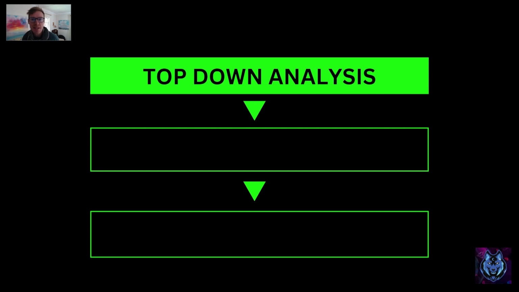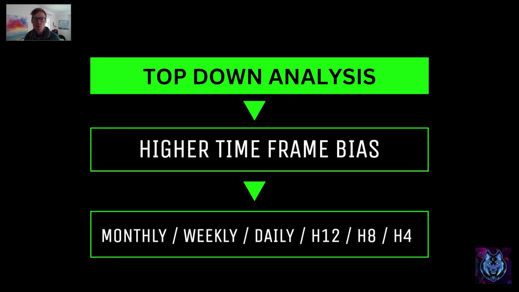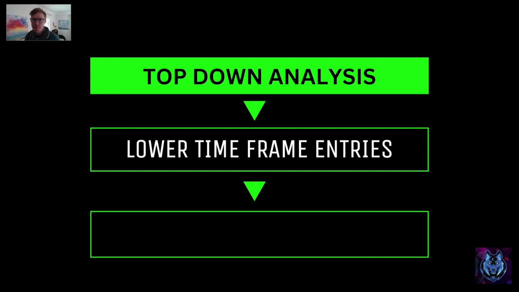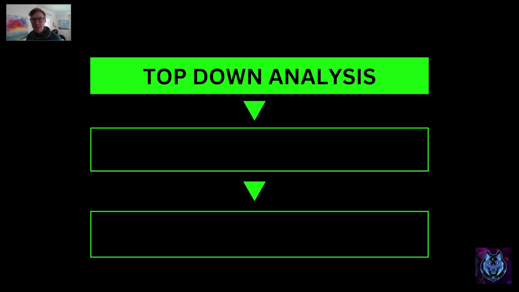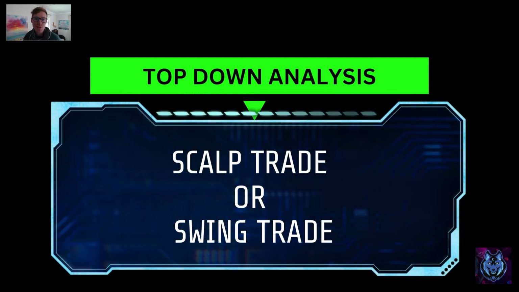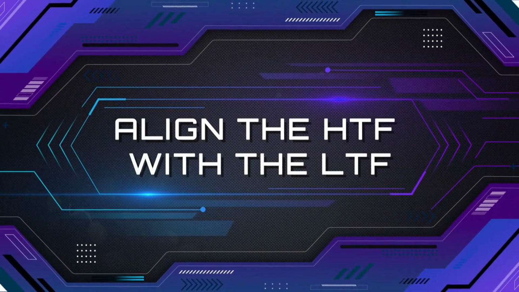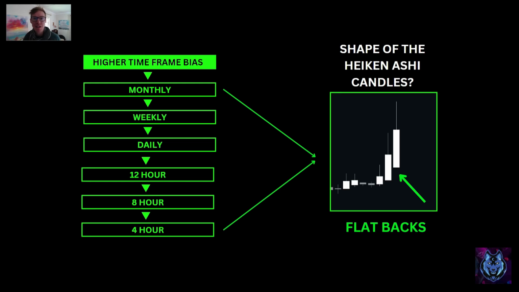In this top-down analysis, we first start with the higher time frame bias, which we're using the monthly, the weekly, the daily, the 12-hour, the 8-hour, the 4-hour. Then we go down into the entry time frames, which is the 30-minute, the 15-minute, the 5-minute, or the 1 minute, depending on whether you like to scalp trade or swing trade. You want to merge the higher time frame with the lower time frame. You want them to synchronize, to sync up. So whatever's happening on the higher time frame, you want the lower time frame to be in alignment with that higher time frame decision.